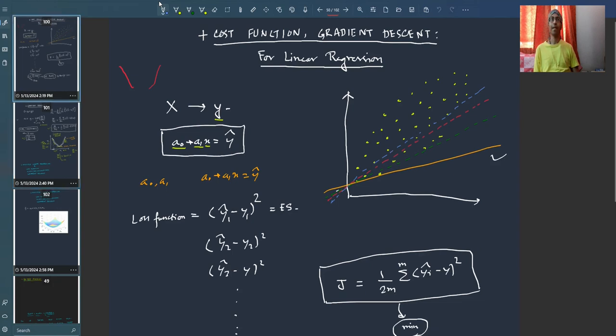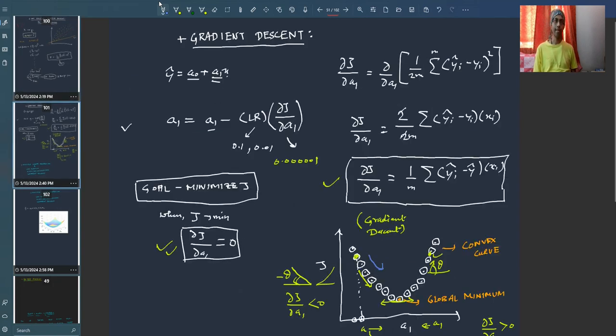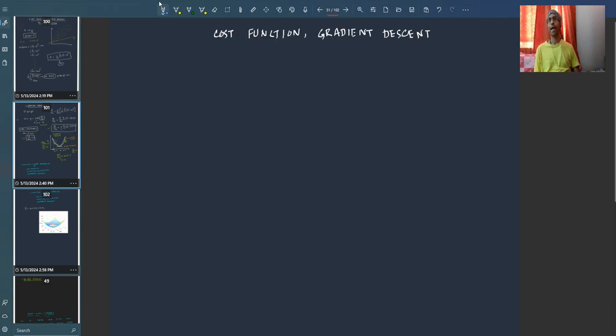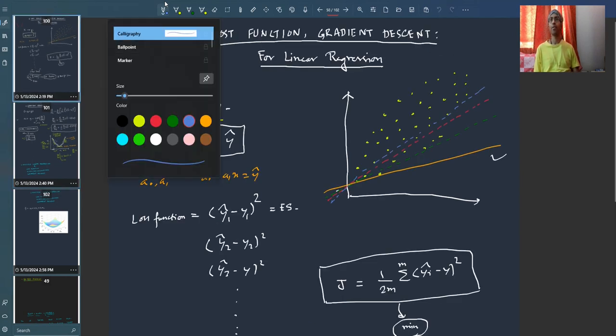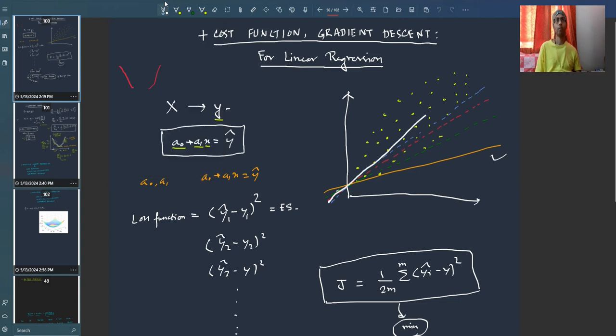Now we reach back here. When it is at the minimum, we get the best fit line. So this is something like this. Okay friends, so this is the line we have when J has been successfully minimized. So this is how the cost function, the gradient descent, the changing of the weights, and the linear regression line work together to create the best fit model for us. And this is all happening under the hood when we are just calling the models and applying them.